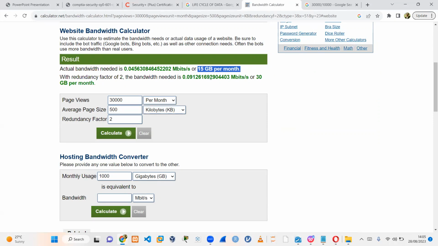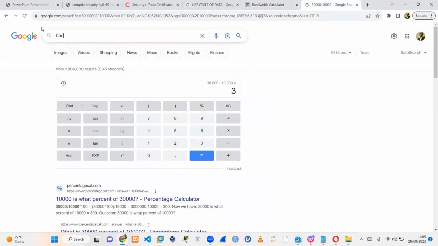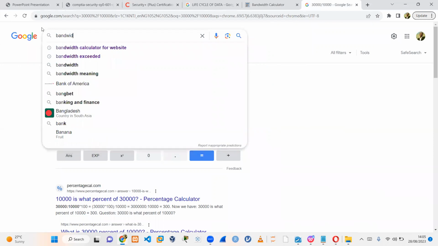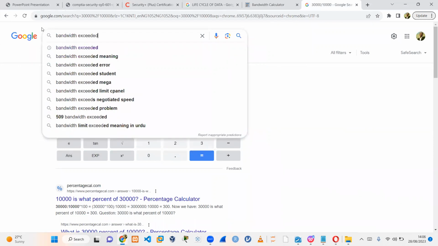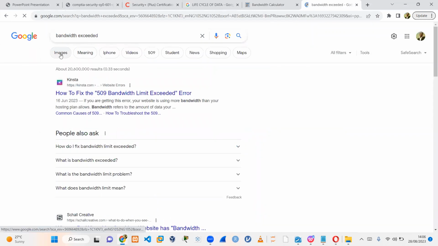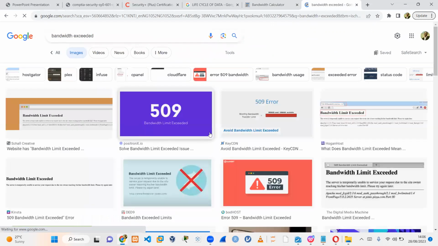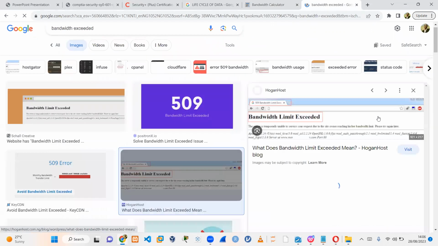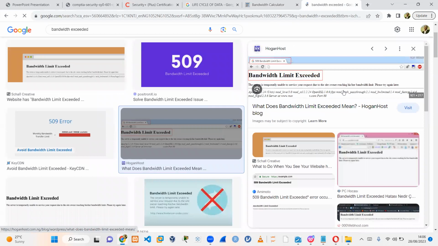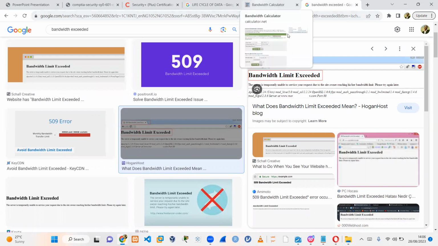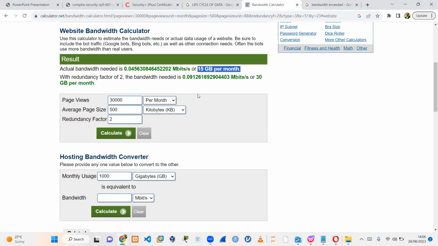Once you exceed this, you're going to see something like this. Bandwidth exceeded on your website. It's called a 509 error page. It looks like something like this. Your hosting provider is going to serve you this page because you have exceeded your bandwidth. And if you see this, all you need to do is upgrade to the next bandwidth, and that is going to be taken care of.